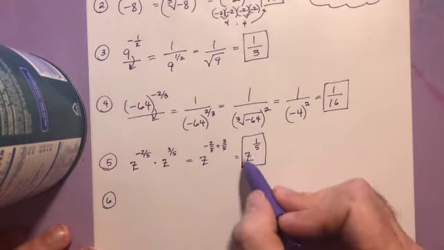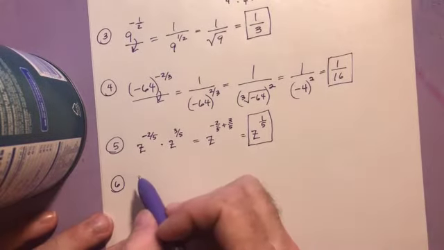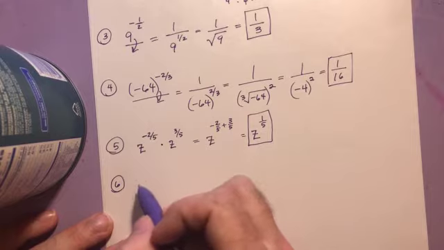That's all they want you to do. You don't have to change this to the 5th root of z. They start you off in exponents that are fractions, and they don't tell you to change it, then you just keep them like that.